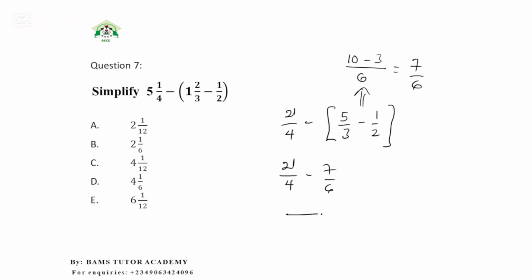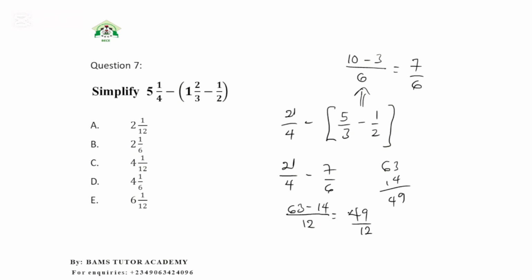So here the LCM of this should be 12. 4 in 12 is 3. 3 times 21, that's 63. Yeah, so minus 6 in 12, that's 2 times 7, that's 14. 63 minus 14 should be, let's see, what would that be? So here 13, that's 9. 5, that's 49. So 49 over 12.